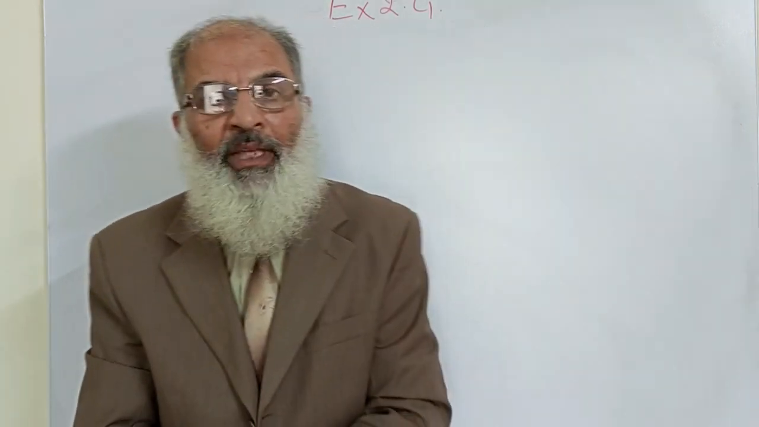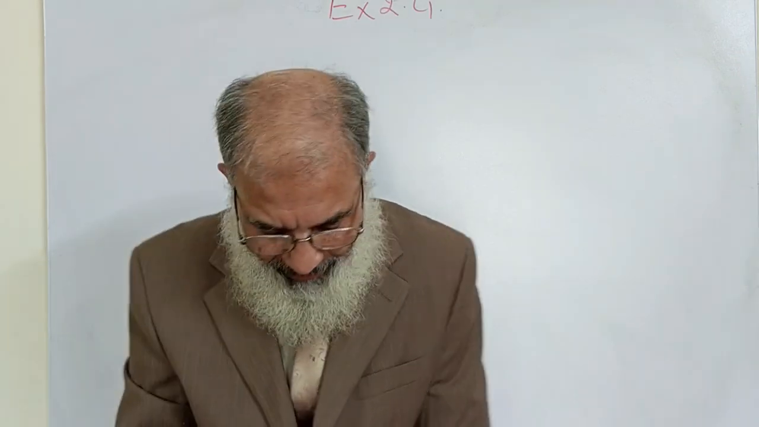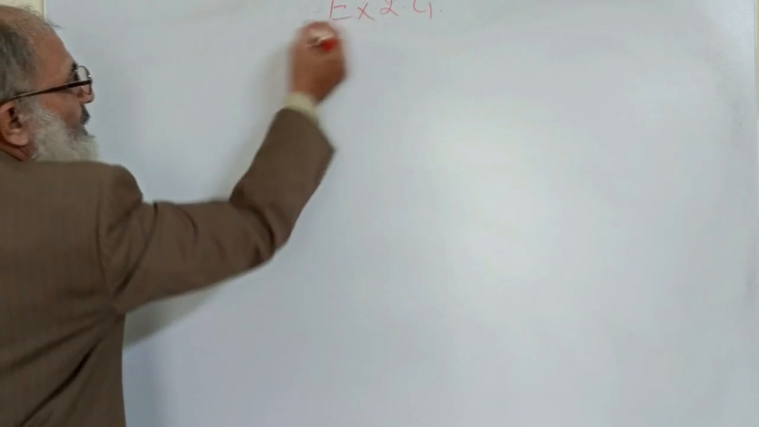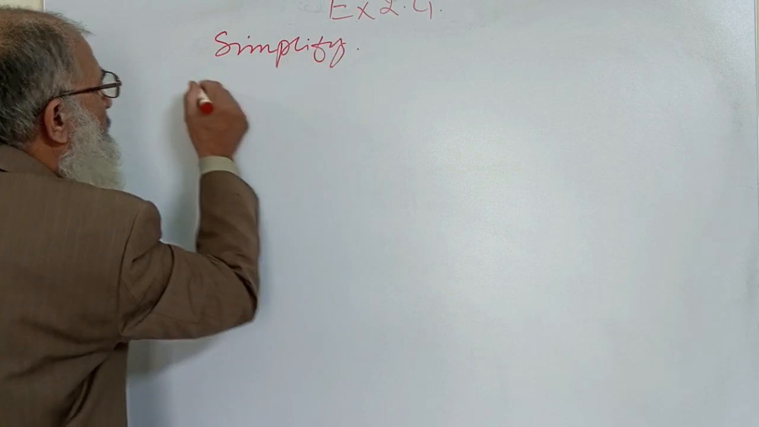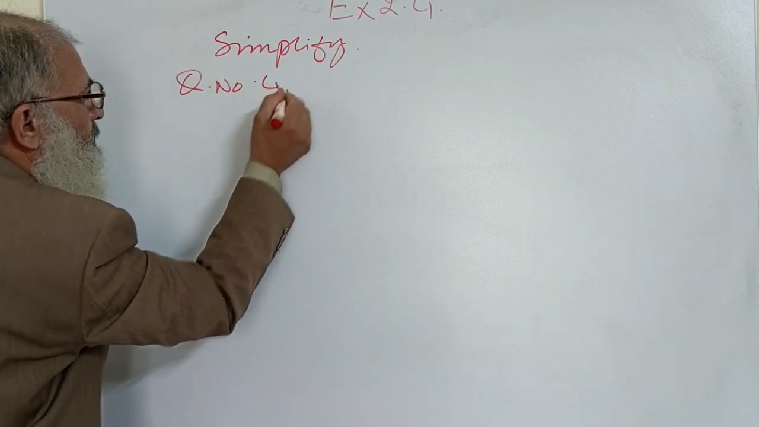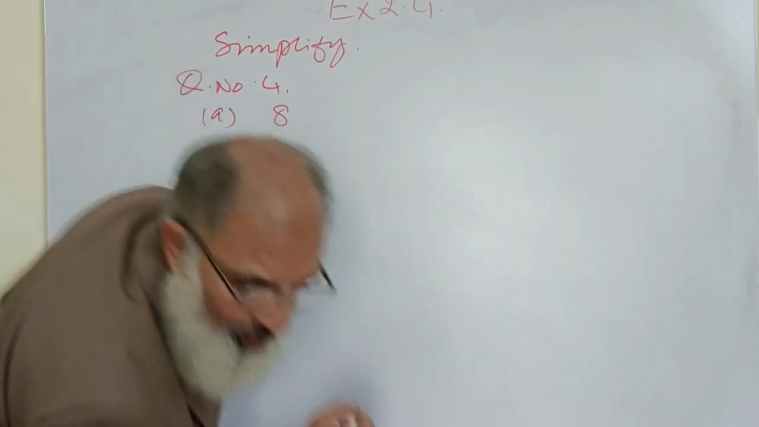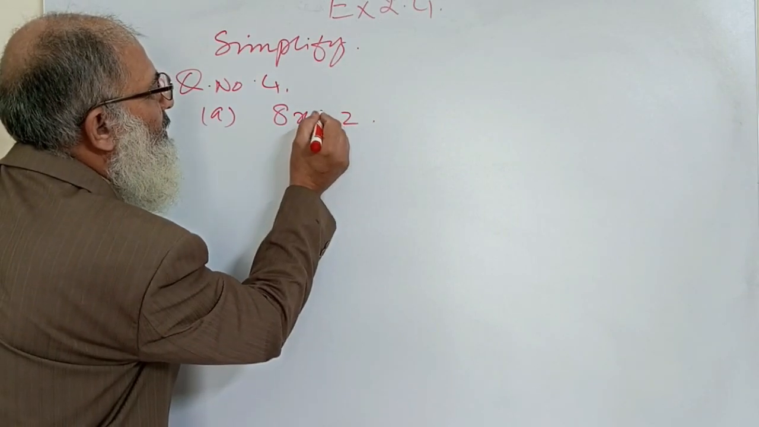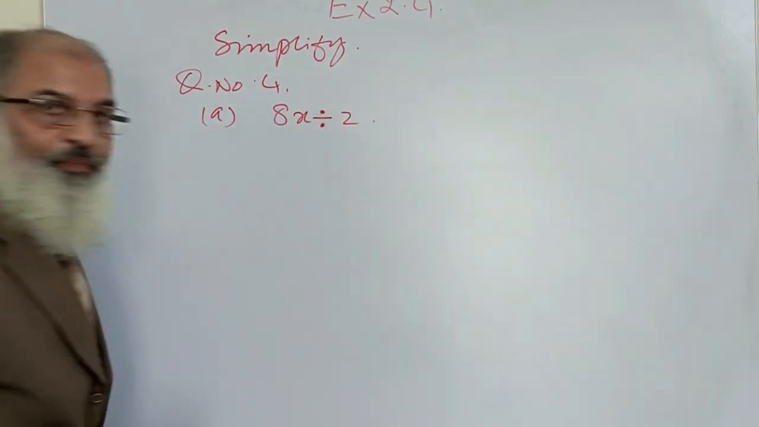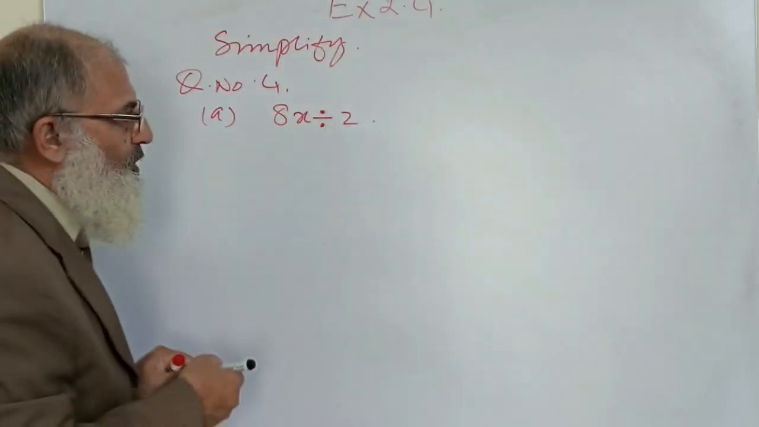To make it easier, let me start from question number 4 today, and that is simplify. Exercise is the same, simplify, and question number 4, part A. Part A is 8x divided by 2. Now it is very simple. There are two ways of solving this question.